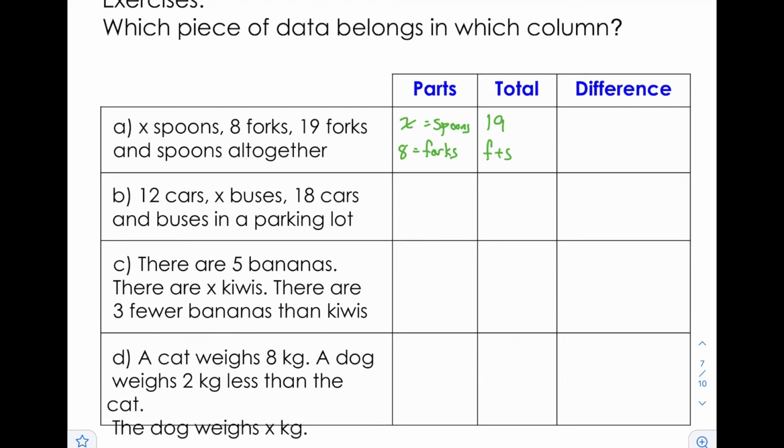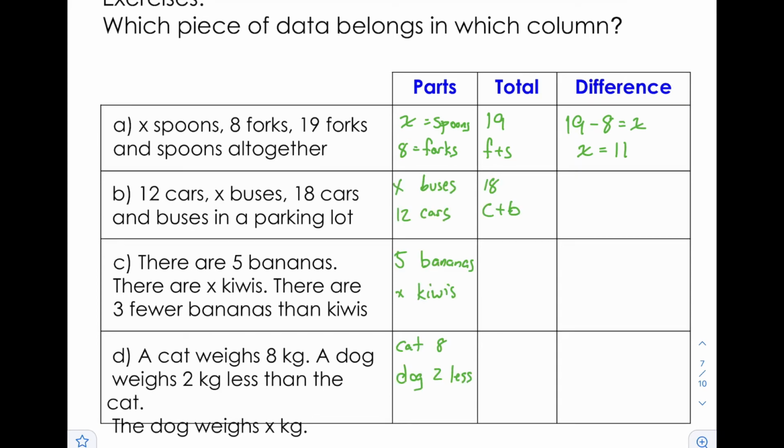So if 19 is the total and we're subtracting, we're going to say 19 minus 8. So forks and spoons minus the forks will give us just the spoons, what's left over. And 19 minus 8 is 11. So x is equal to 11, and 11 is the number of spoons that we have. Go ahead and try these other 3 questions. Come back when you are ready.